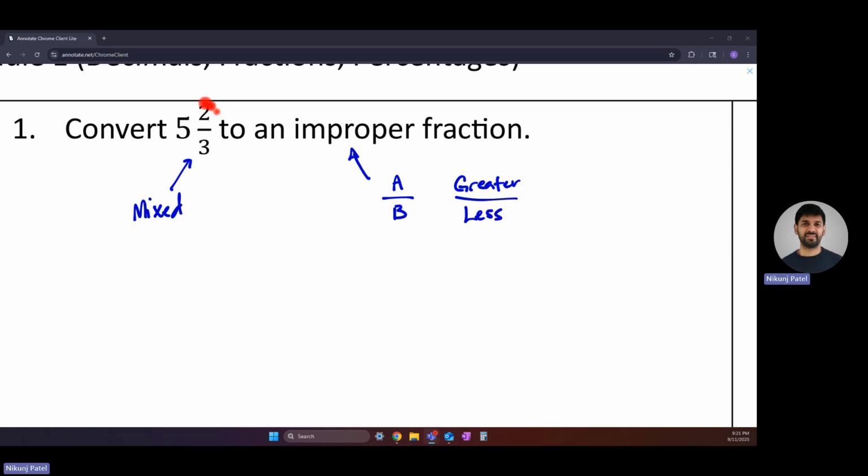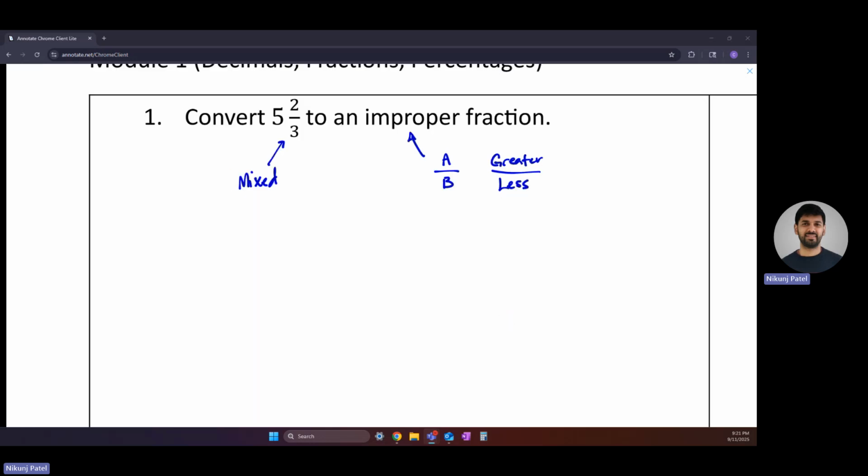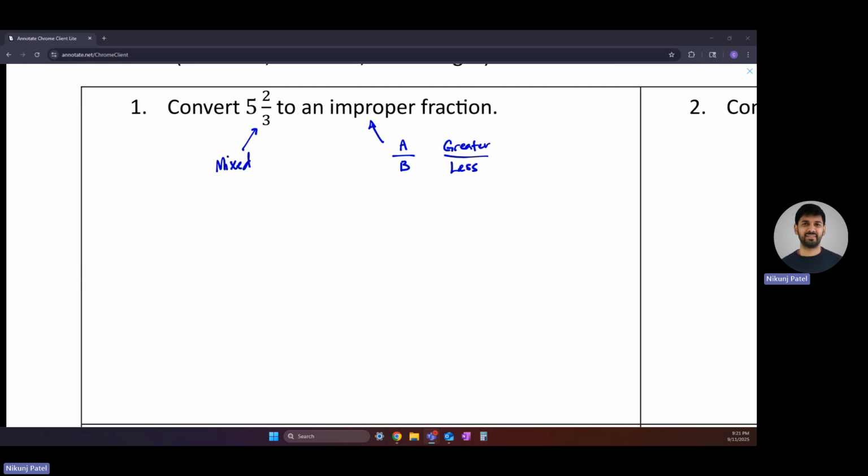So we want to express this number 5 and 2/3 as a fraction where the numerator is greater and the denominator is less. Whenever you have a mixed number, we want to break this apart and think about what the 5 might turn into if we want it to look like a fraction. And then we also have this 2/3 here. This 3 determines what our denominator is going to be in our answer. So I'm going to just rewrite right here, 5 and 2/3.